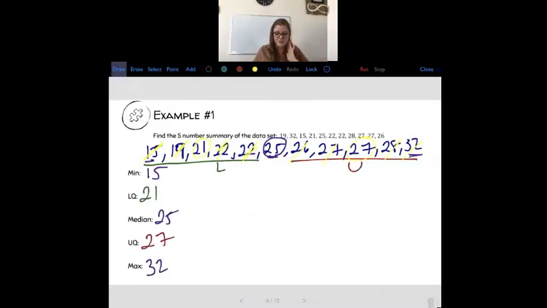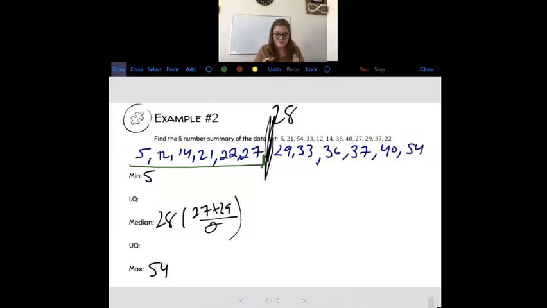This is different from the previous example in that when we had 25 as our median, it didn't count as part of the lower quartile or the upper quartile because it was the exact middle. But in this case, when our median is between those two values, the two values used to calculate the median are part of the lower or the upper half of the data set. Okay, and so here's our upper half.